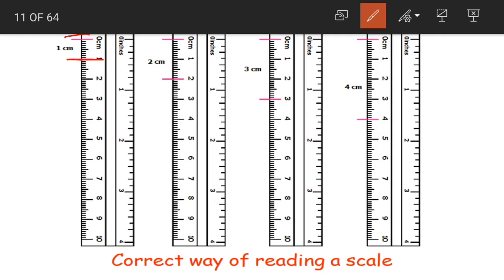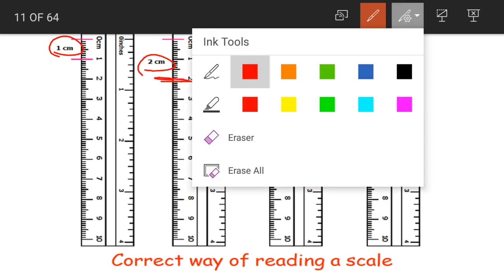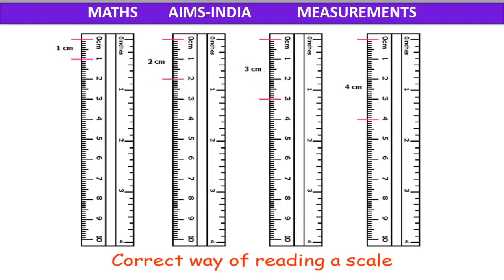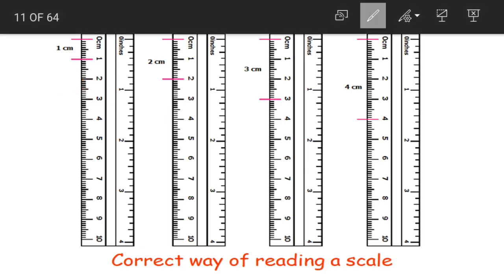Now from 0 centimeters, suppose I am measuring the length of a small chocolate, and it ends at 1, it means that the length of the object is 1 centimeter. If it ends at 2, the length is 2 centimeters. If it ends at 3, the length is 3 centimeters. If it ends at 4, it would be 4 centimeters. Understood? What should we do while reading using a scale? While measuring using a scale, we have to make sure that one of the end points is coinciding with the 0 centimeter line. You have to place your object like this, children.